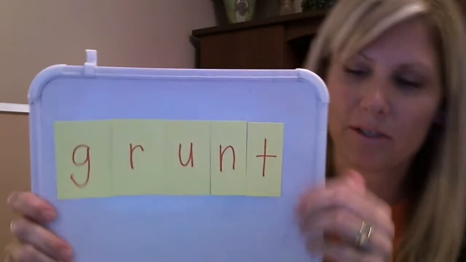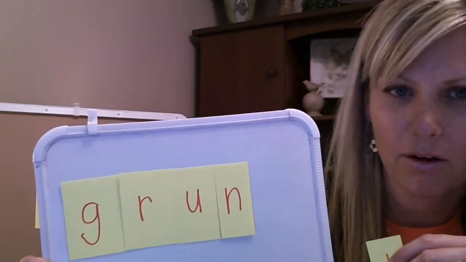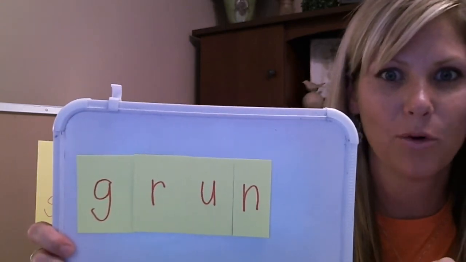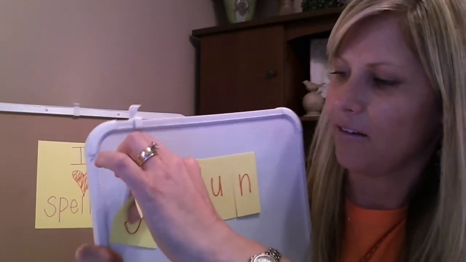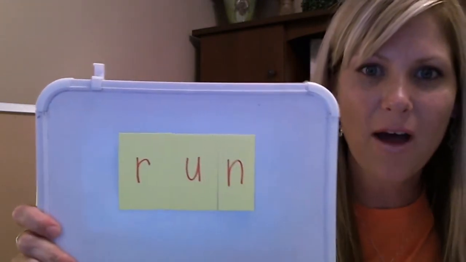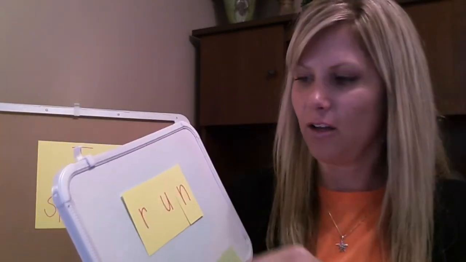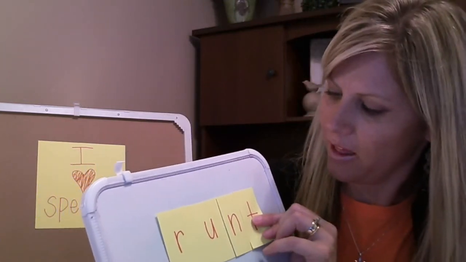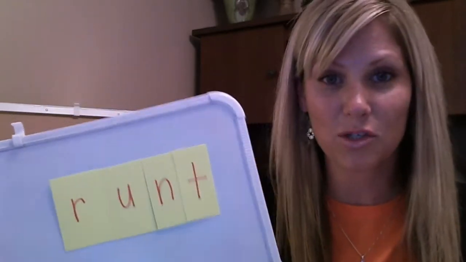So let's see. What if I were to take the T off? Is that a word? Grunt? No. I see a word right now. What if I were to pull the G off and the T off? What word would we get? Run. So that's a word in there. I also noticed that if I would keep the T on with run is another word, runt. So you have right there 2 choices.